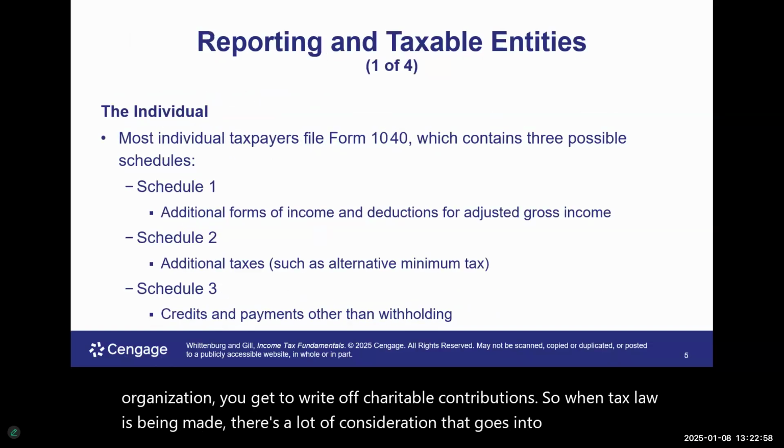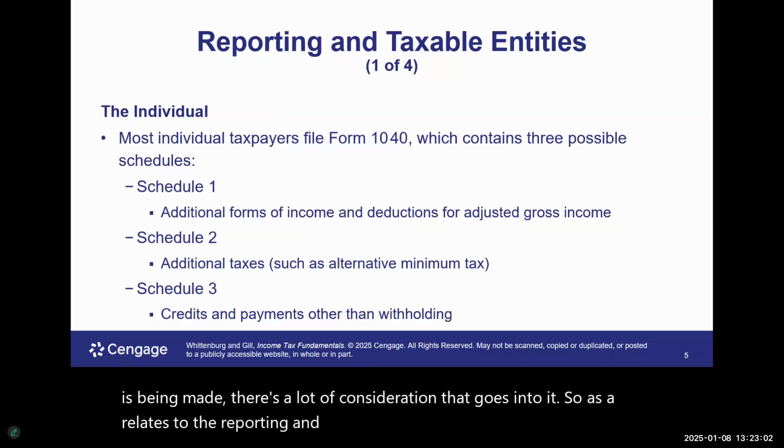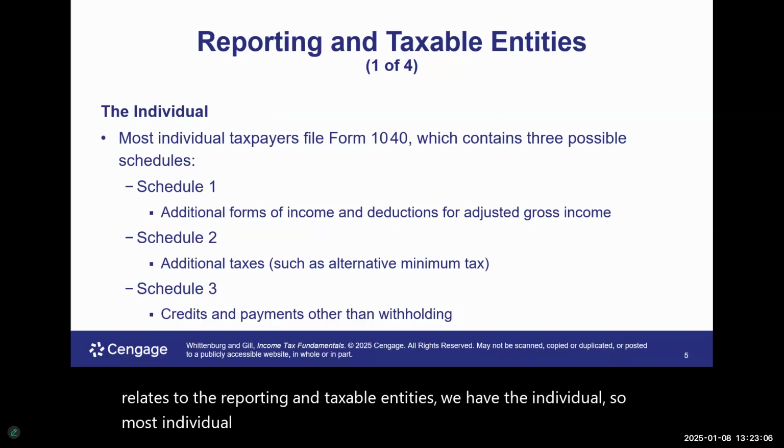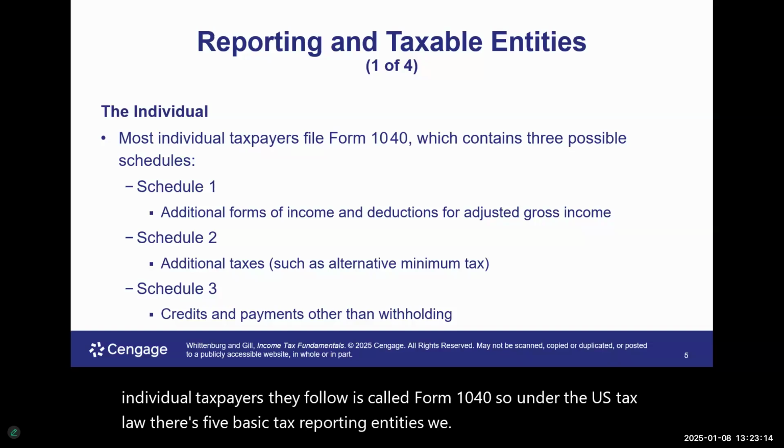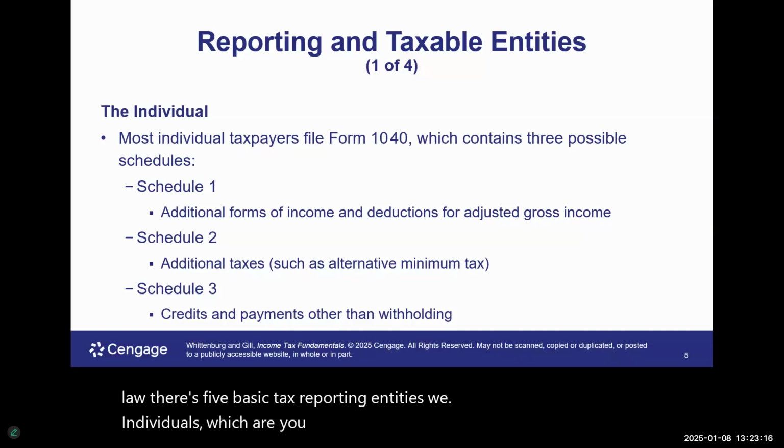As it relates to the reporting and taxable entities, we have the individual. Most individual taxpayers file what's called Form 1040. Under U.S. tax law, there are 5 basic tax reporting entities. We have individuals, which are you and I, corporations, partnerships, estates, and trusts.